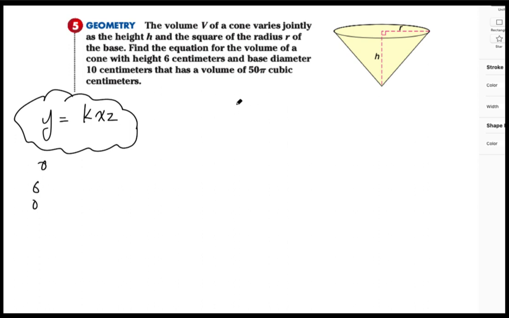The volume of the cone varies jointly as the height and the square of the radius. So we have some k times the height and times the square of the radius. So that's a joint variation situation. Find the equation of the volume of the cone with the height of 6 and the diameter of 10 centimeters. So we know we want the radius. Diameter is 10, therefore the radius has to be 5. So we're talking about 5 squared. And that has a volume of 50 pi cubic centimeters.